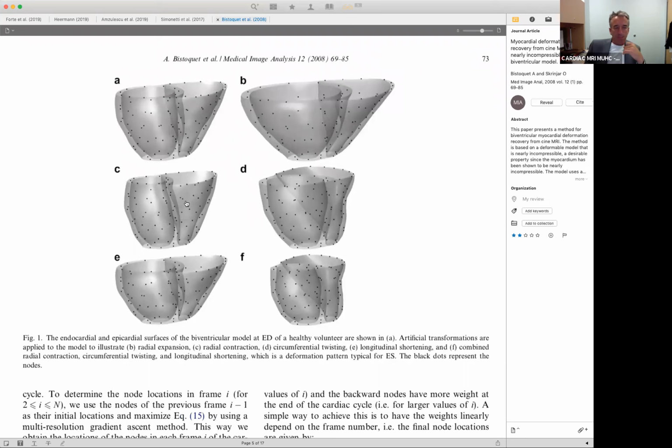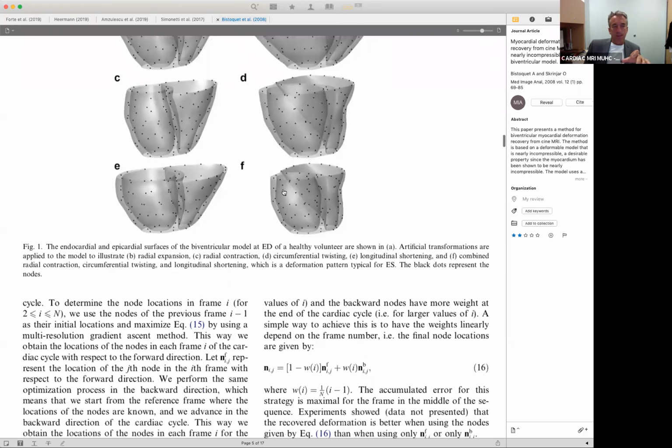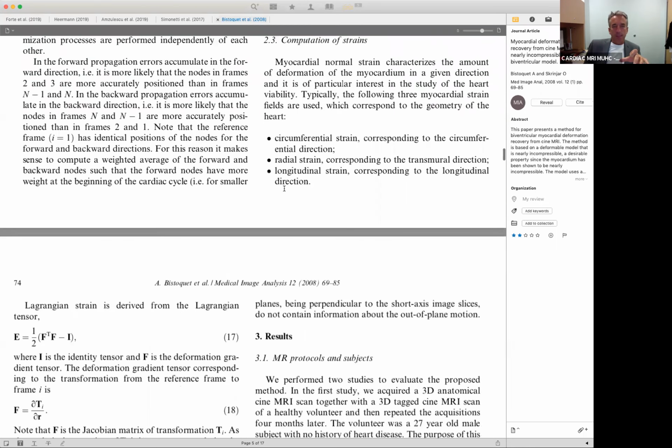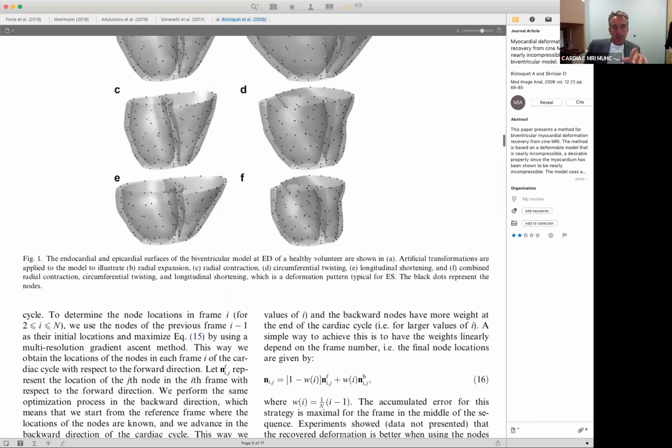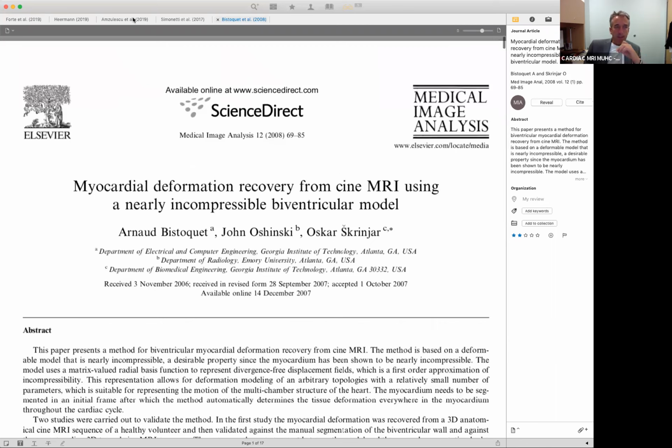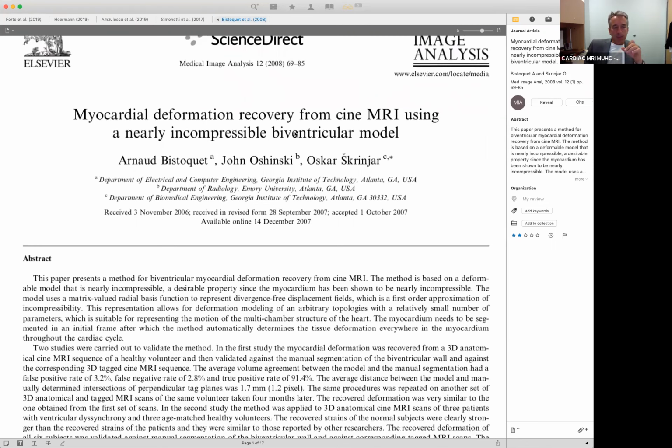So here is the radial expansion, here's the radial contraction, and accordingly the radial expansion and the circumferential twisting. So you can track that using this model, and there are complicated formulas that can be used. This is the method that has been used in the paper we're going to discuss soon. That's why I'm bringing that up. So these are the basic approaches.